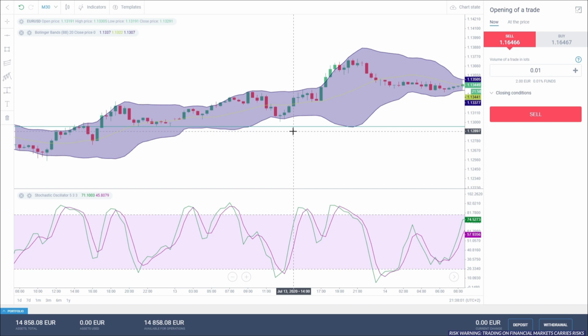Okay guys, so once again, let's remember the conditions. For the entry point, the candle needs to touch or cross the lower or upper boundary of the Bollinger Bands, and the percentage K line crosses the percentage D line above 80% or below 20% in the Stochastic Oscillator. The entry point is the following candle, the next one after the signaling one. Stop loss is around 5 pips below the low of this signaling candle.